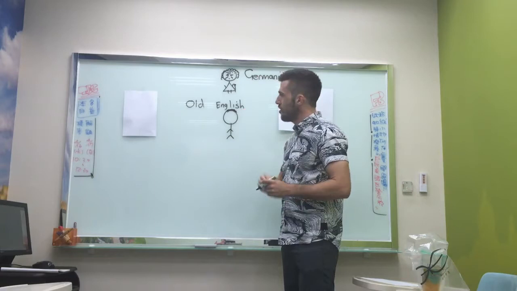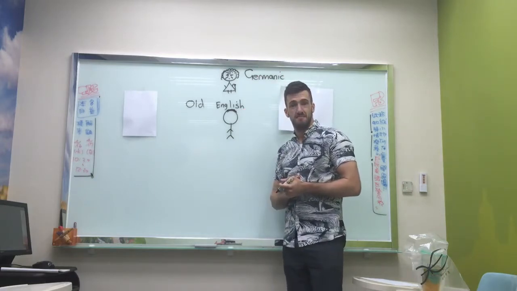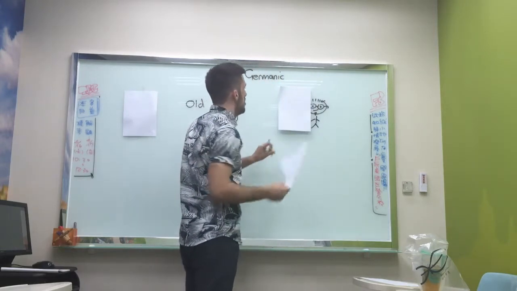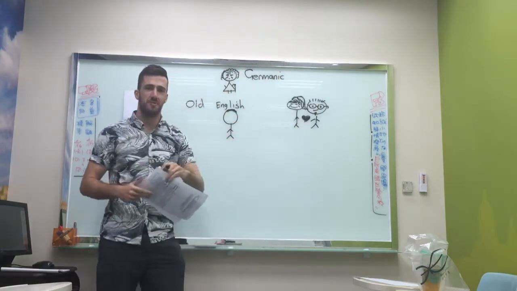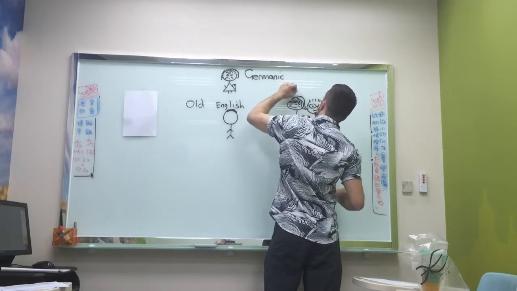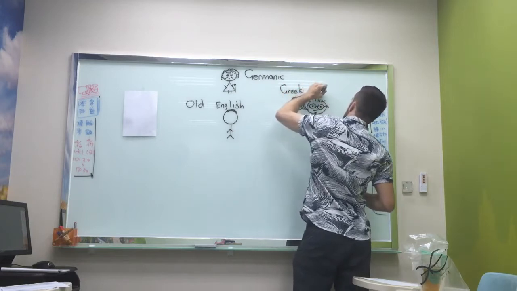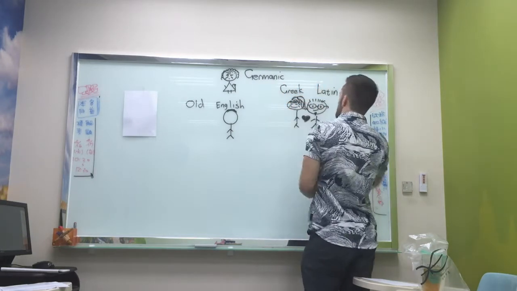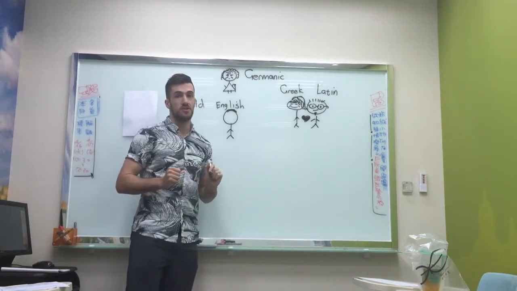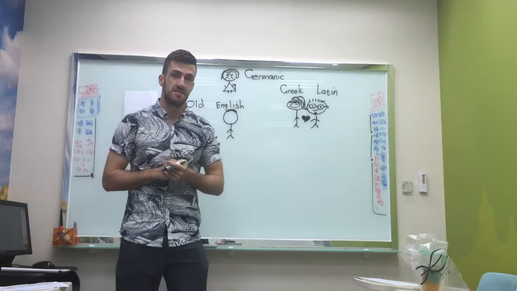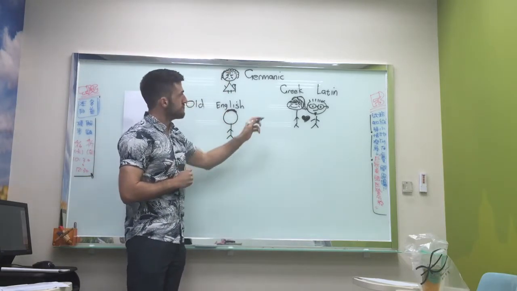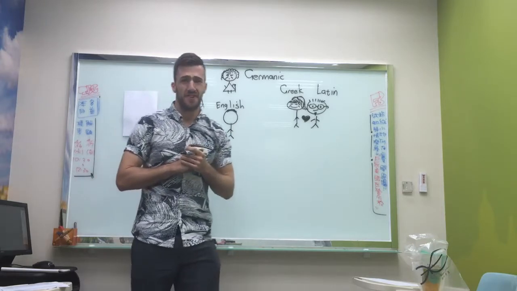Well, Old English made some friends. The first friend that he made was this lovely couple. Their names were Greek and Latin. Now, Greek and Latin, Old English knew, were very intelligent. They were very smart. And he noticed this. Greek and Latin were very in love, and they're very smart.